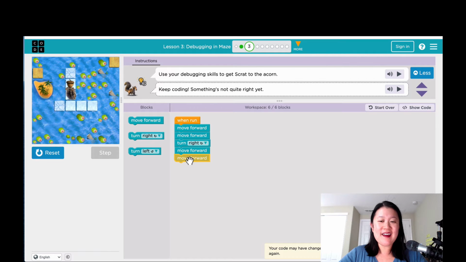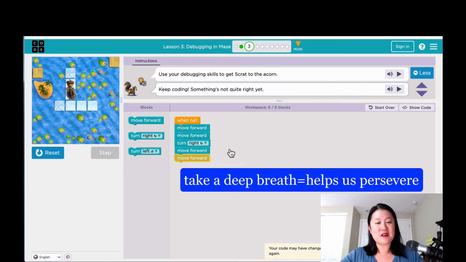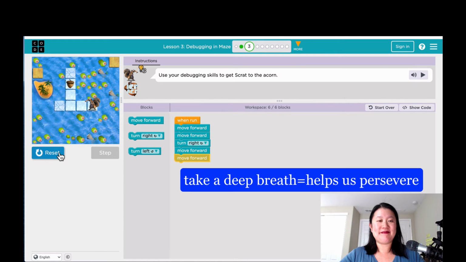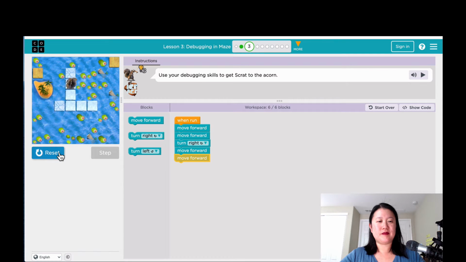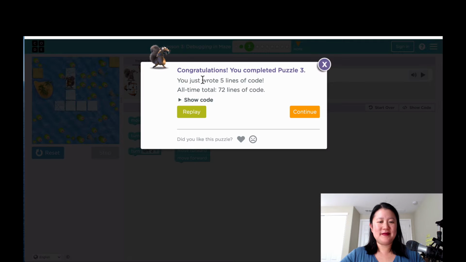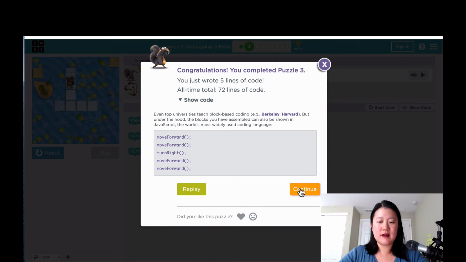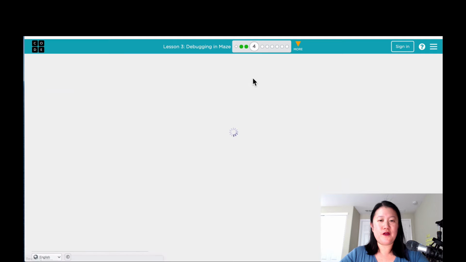That move forward that I threw away should have been put down here. But that's okay. I took a deep breath and I'm thinking clearly again. And that's okay. We're just practicing. We're working on it. Let's try again. Yes. Show that code. Continue to puzzle 4.